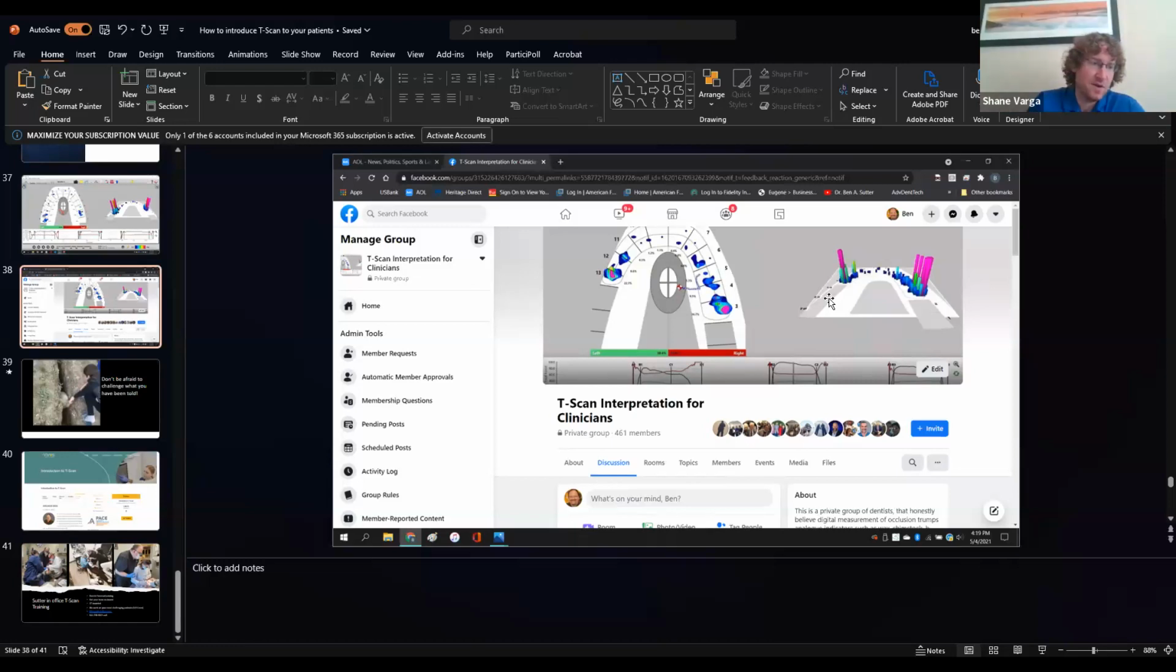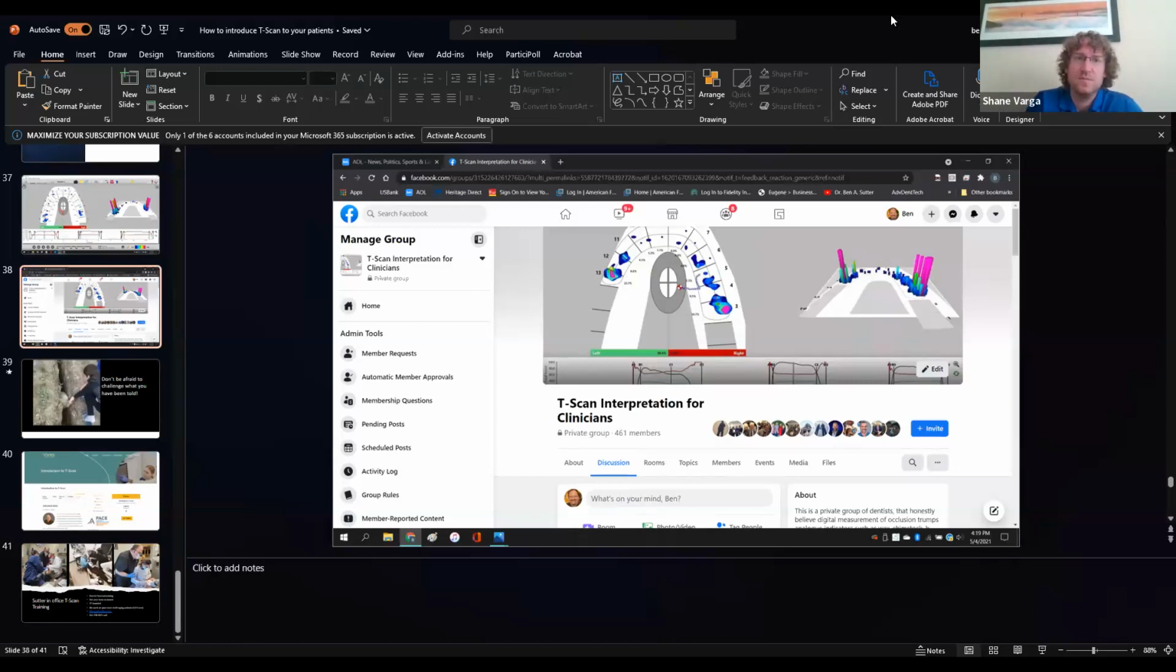Yeah, and I think you always want to do a T-scan before you touch any tooth, period, because you want to know what's going on with that tooth. But you just have to decide what makes sense treatment-wise on those patients to start with.